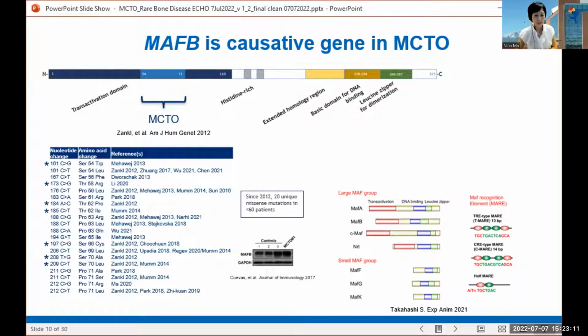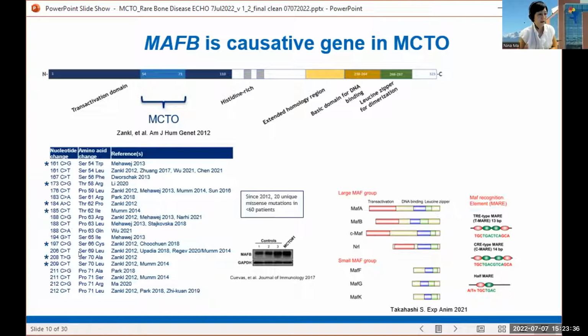So in MCTO, the mutations are all dominant missense mutations, and they tend to cluster within a very narrow region of the transactivation domain of the MAFB gene. This table summarizes the 20 unique missense mutations that have been reported in the literature since 2012 in less than 60 patients.